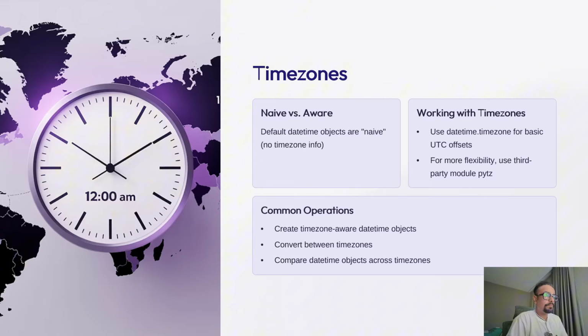To create aware datetime objects that include time zone data, you can use the timezone class from the datetime module. It is again a part of the datetime module for doing your basic UTC offsets. For more comprehensive time zone support, the third-party pytz module is recommended, which I will show you. It includes a database of world time zones and handles complexity like daylight saving. When you are in a US time zone, there is a concept of daylight saving.